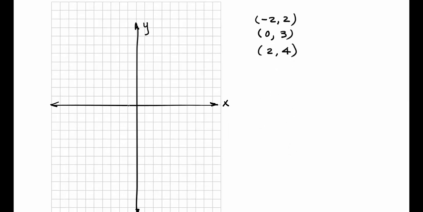Negative 2, 2. That means I go negative 2 on the x, and then I go up 2 on the y. So there's one point. The next point is 0, 3. So I go 0. I don't go left or right. And then I go up 3. So there's my second point. And then my last point is over to the right 2, up 4.